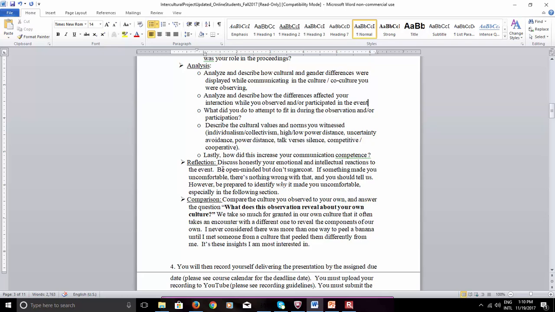in the comparison section that's to follow, which is the last main point. You're going to compare the culture you observed and answer this question. What does this observation reveal about your own culture?